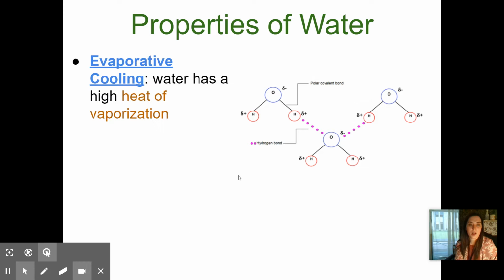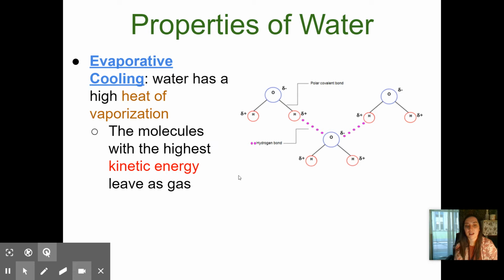Okay, and then we also have evaporative cooling. Water has a high heat of vaporization. The molecules with the highest kinetic energy leave as gas. That's how evaporation happens, and that's how we sweat, for example. If water gets too hot, it evaporates, and it keeps the rest of the water at a lower temperature. The same thing happens for us as humans, or for other animals that sweat: if we get too hot, the water molecules that are hottest will just leave our body as sweat. Okay, so that's what evaporative cooling is.